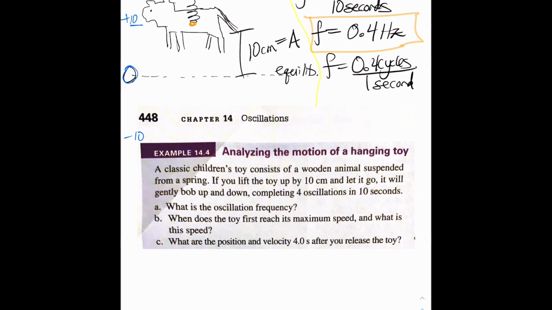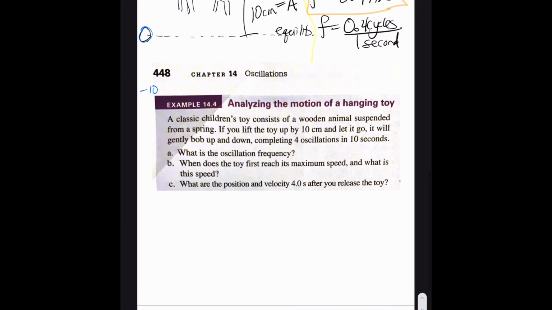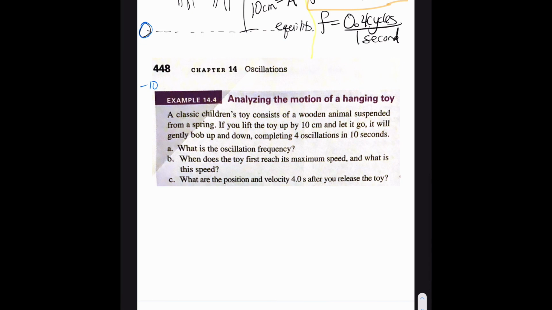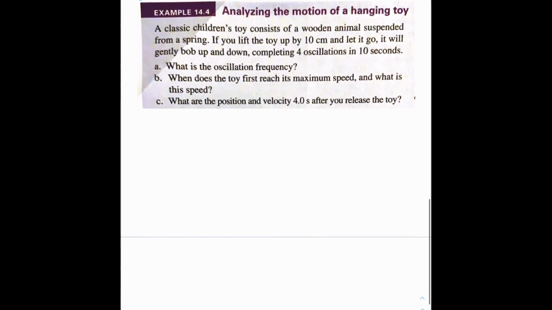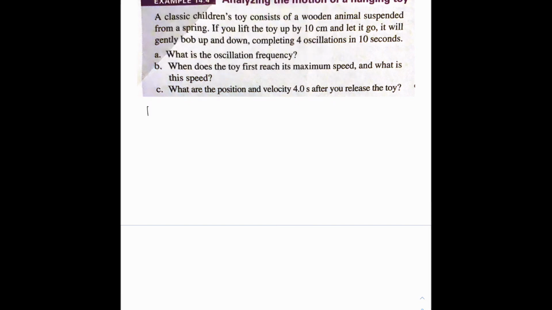When does the toy first reach its maximum speed? And what is the speed? Okay, so I think with this one, it's best to draw a graph of simple harmonic motion. There are other ways you could do it, but I think this is probably the easiest and will make the most sense. So here we got our position versus time graph.